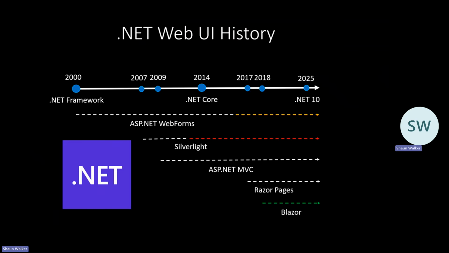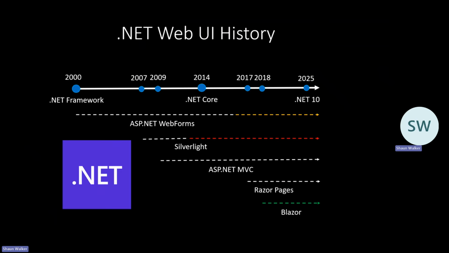Over time, the MVC framework became quite large and powerful and complex. And so in 2017, Microsoft introduced Razor Pages as an alternative for basically simplifying the development approach for building applications. It was still a server-side model, but it was much more simple than the MVC approach.